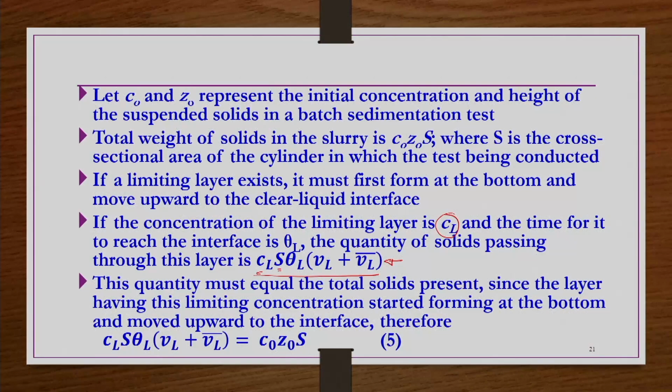This quantity must equal the total solids present, since the layer having this limiting concentration started forming at the bottom and moved upward to the interface. Whatever solids are there in the total slurry should be balanced by the solids present in this limiting layer, because this layer is initially at the bottom and then moves all the way to the top. The solids remain the same; they are not changing, they are only settling at the bottom, so the quantity is going to be the same.